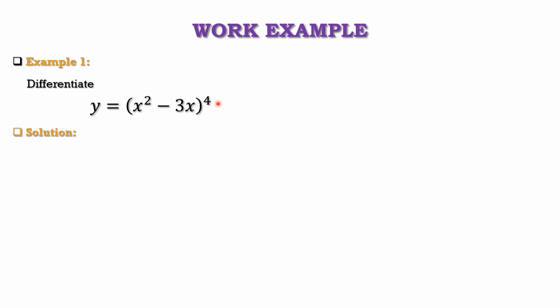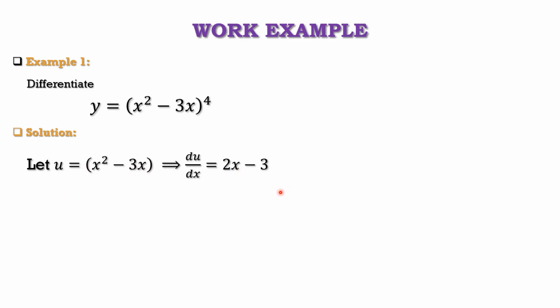Now, let's work on an example. We have example 1, and for example 1, we are supposed to differentiate y equal to (x squared minus 3x) all power 4. So in this case, if we are using the chain rule, it means we are going to let u be x squared minus 3x, which means that du divided by dx will be equal to 2x minus 3 using the rules of differentiation. We differentiate this expression u with respect to x.